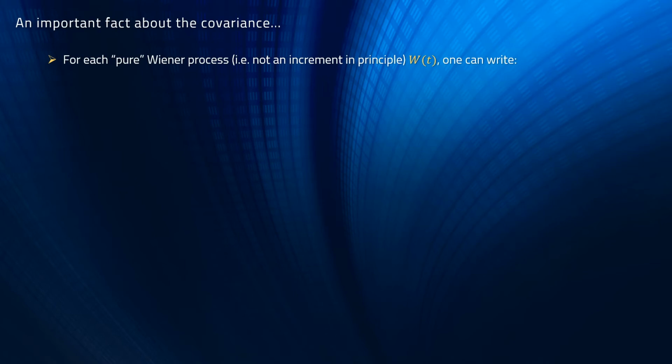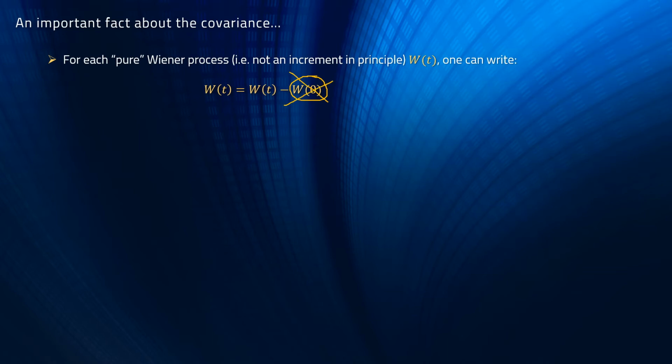Now, let's move on to an important fact about the covariance of the Brownian motion. In order to start this sub-argument, let's first take a look at a pure Wiener process. So, not an increment in principle, let's consider Wt as a pure value of the Brownian motion at a generic point in time t. Well, surprisingly, or maybe not so surprisingly, you can write something like this: Wt is equal to Wt minus W0. And why is that? If you remember the first property, W0 is equal to 0, which means that we are not adding anything to the right of this term.